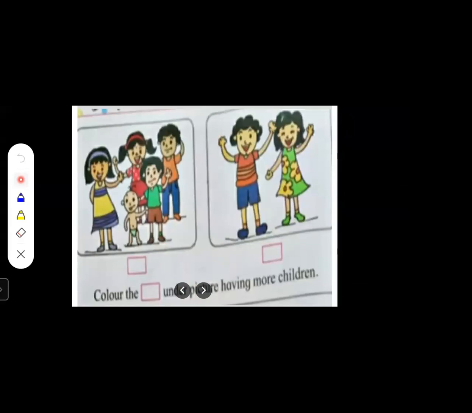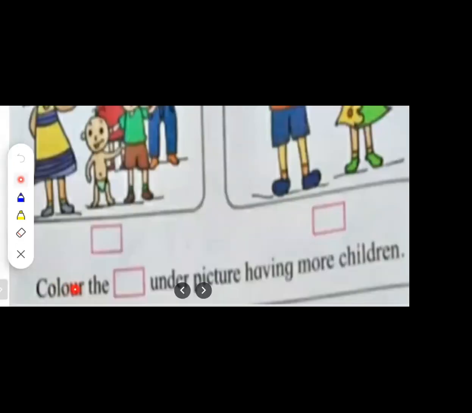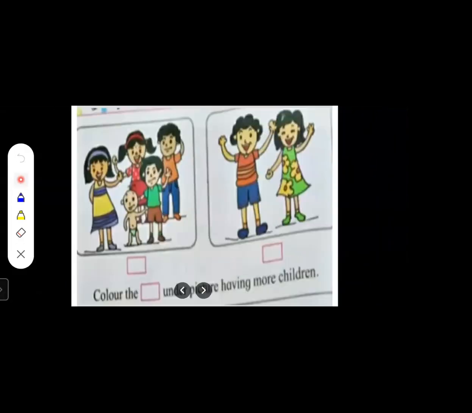So students, see, we are going to read out this sentence. What is given? Color the box under the picture having more children. You see two boxes are given to us. In which box are there more children? For that, we are going to start counting. So let's start counting it.